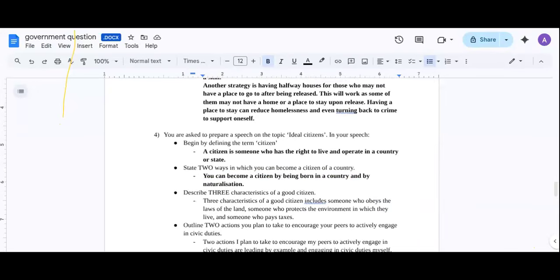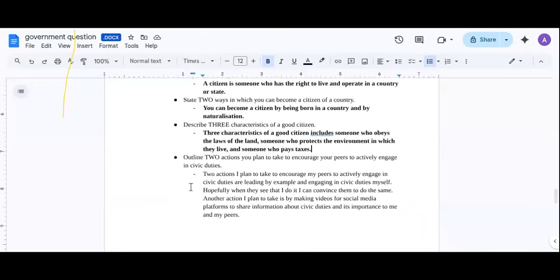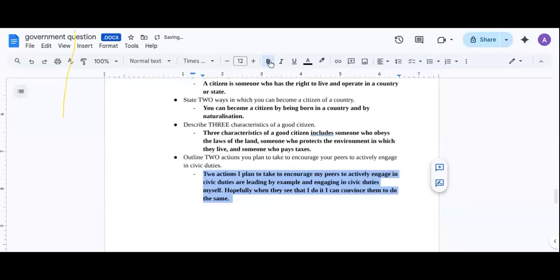Describe three characteristics of a good citizen. Three characteristics of a good citizen include someone who obeys the laws of the land, that's one, someone who protects the environment in which they live, and someone who pays taxes. So you just find a way to incorporate that in the essay, in terms of letting it flow.